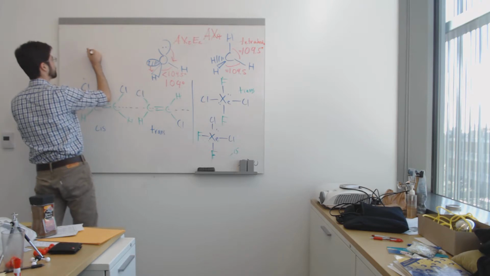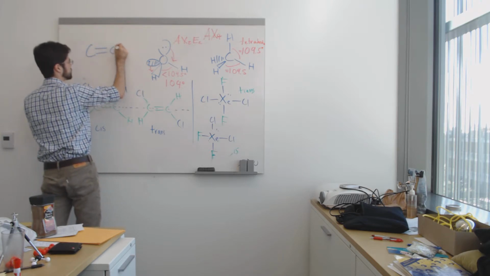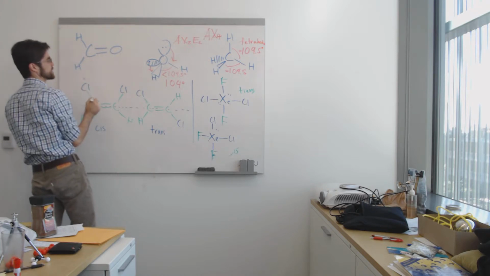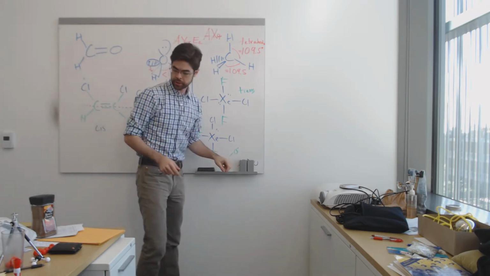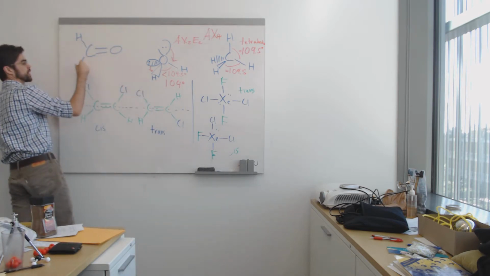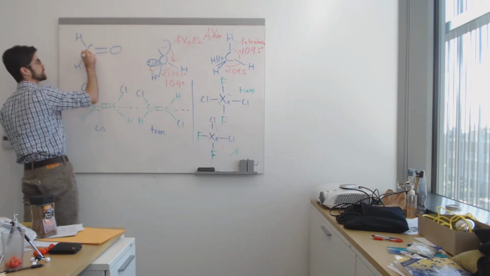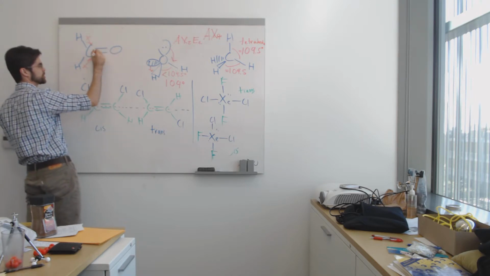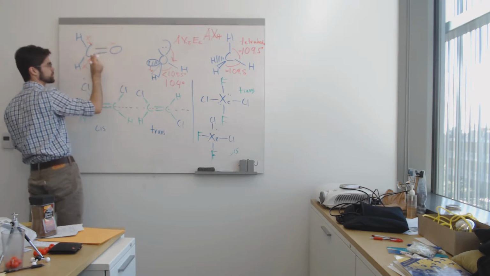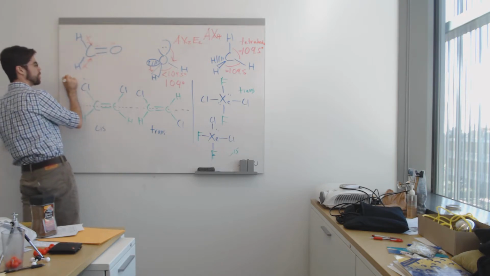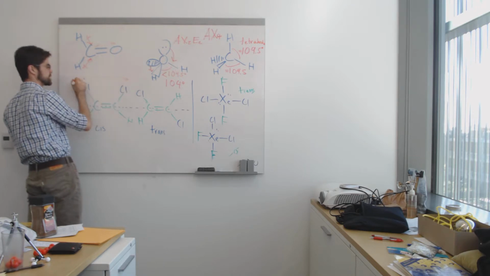So I'll do the formaldehyde molecule, which we did today in class. This molecule has polar bonds. Carbon is more electronegative than hydrogen, so it pulls electrons towards itself, and then oxygen is more electronegative than carbon. So the electrons are pulled in this direction. So overall, the molecule has a net dipole.